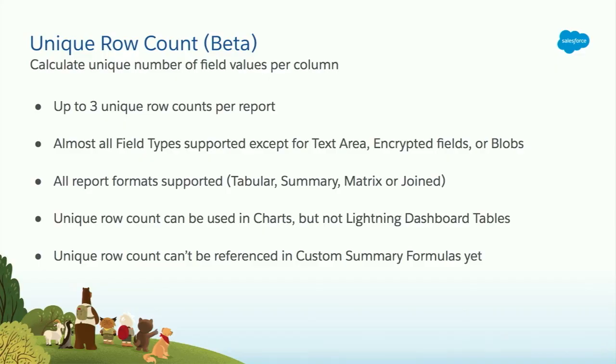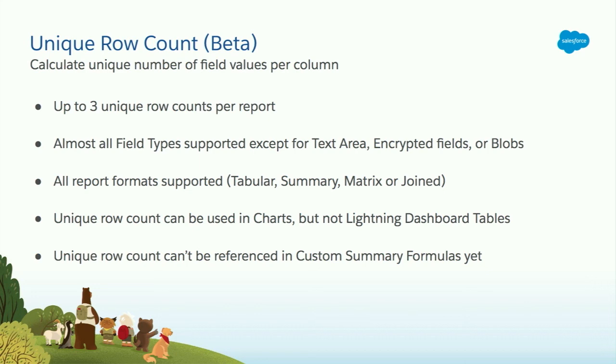You do a show or hide on a unique row count field. So it's going to calculate the unique number of field values per column. It can be used on any type of field, right? It could be an ID, it could be a pick list, it could be a text date, but we can't do it on text area, encrypted, or blobs because we don't know what's unique or not with those. But super exciting feature. Definitely try it out. You can have up to 3 unique counts in your report.